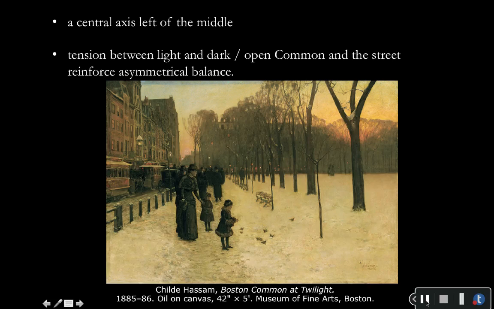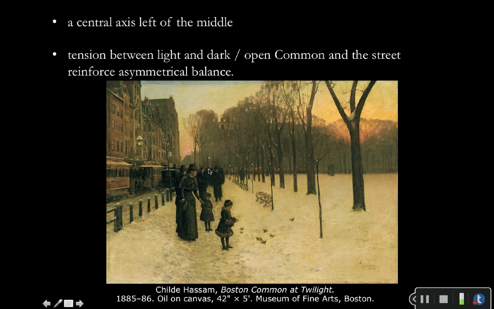So here, if I were to ask you about balance, how would you read this, okay? Hopefully you would say, well, there's a central axis that's just left of the middle. As you can see, here's our vanishing point, and we've talked about this in other lectures. So we've got a vanishing point. We follow these what we call orthogonals. Hopefully this isn't new for you. These lines come back to the vanishing point, which is, again, on the horizon line.